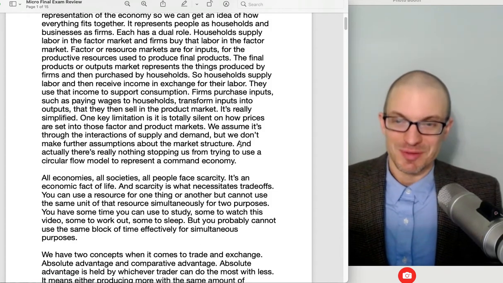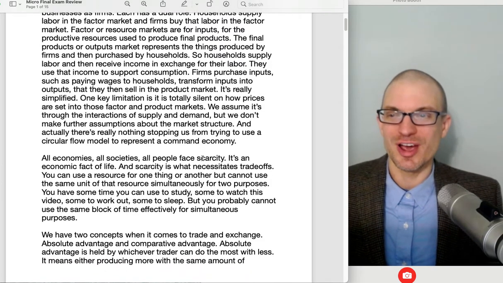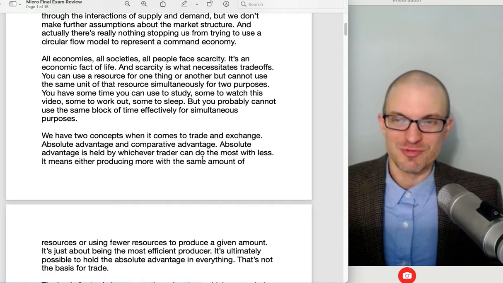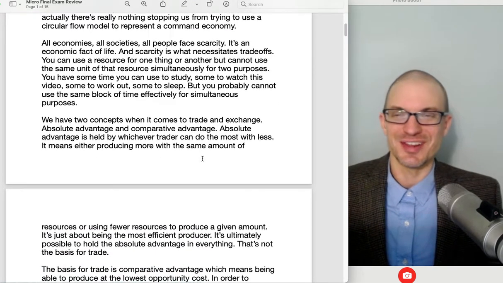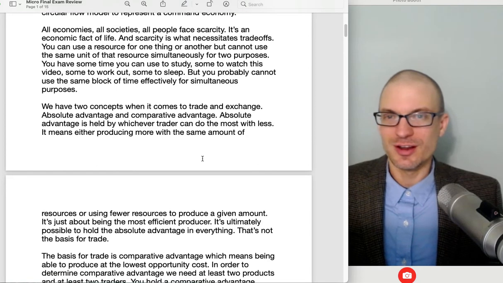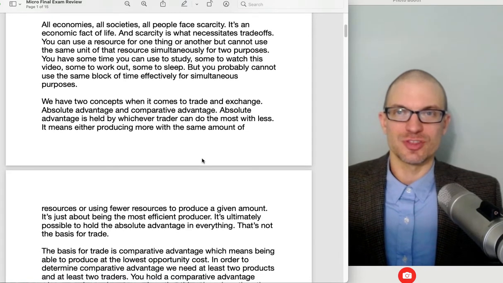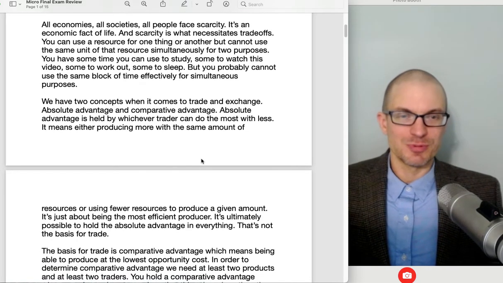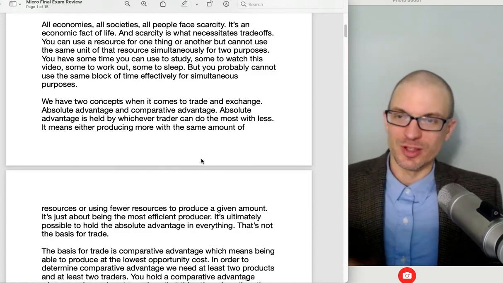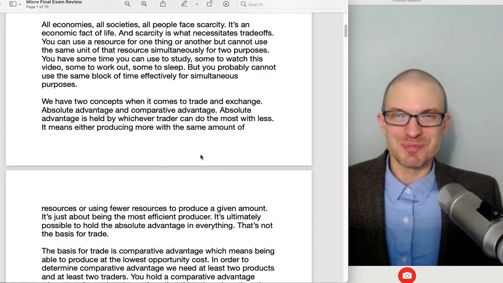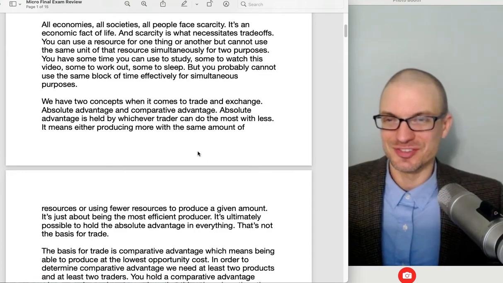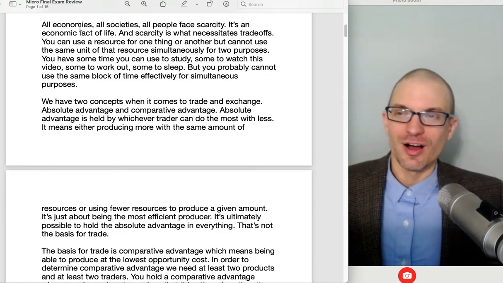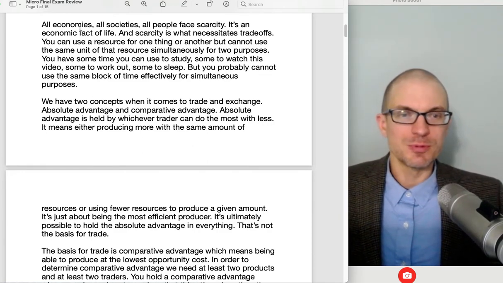Although that's even an assumption, because there's really nothing stopping us from using a circular flow model to represent a command economy, where you'd have a centralized planner, so long as we still acknowledge that there must be inputs used in production, and there must be final outputs that are produced, and there must be people doing the producing and doing the consuming. So anyway, all economies, all societies, all people face scarcity.